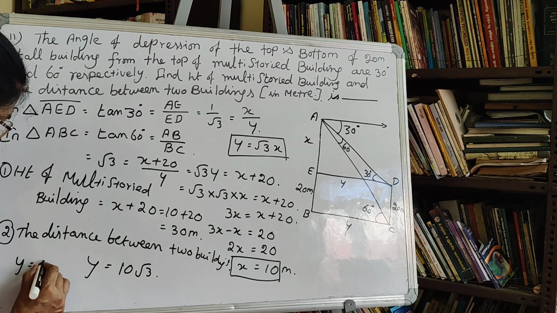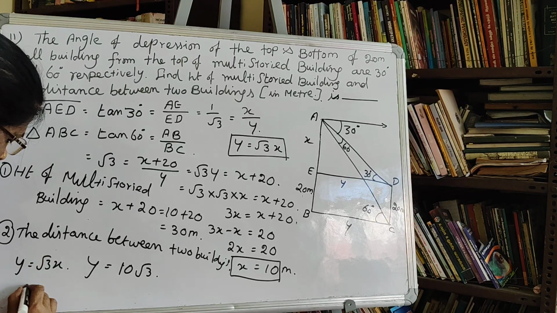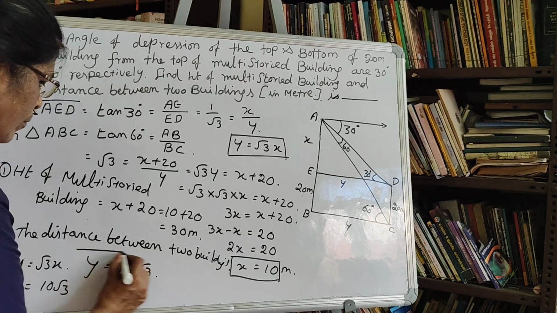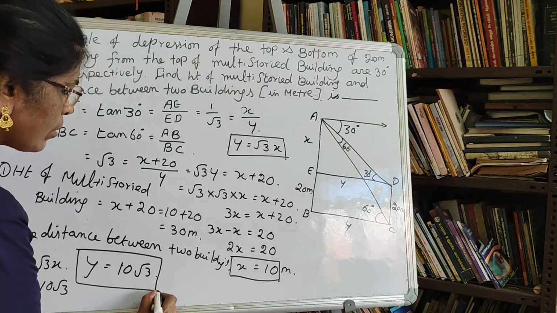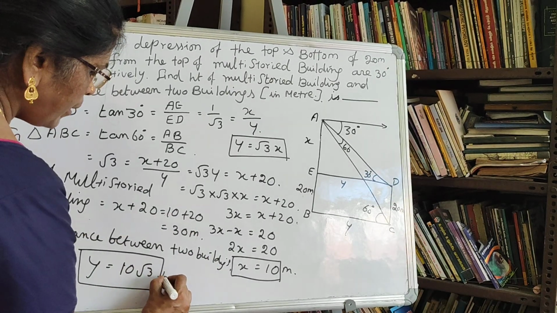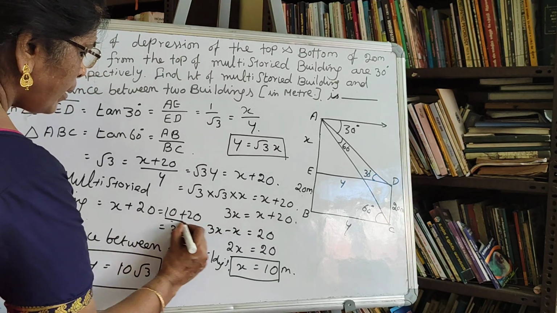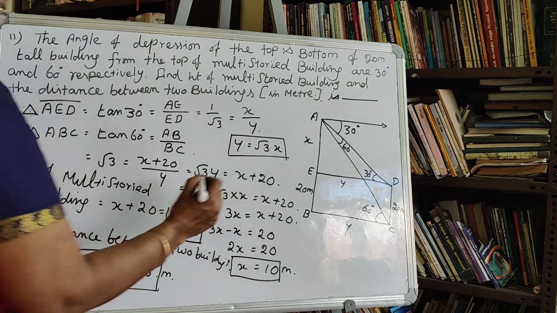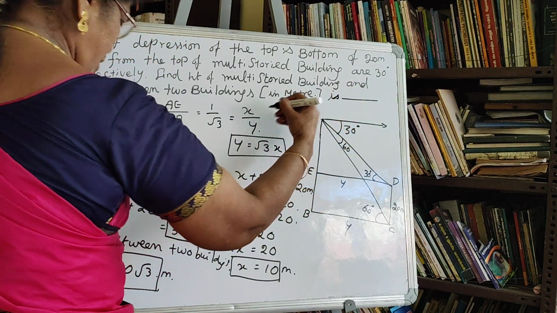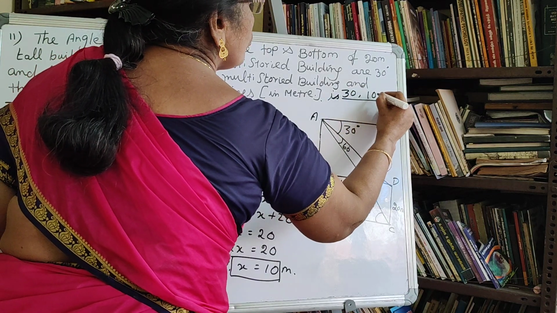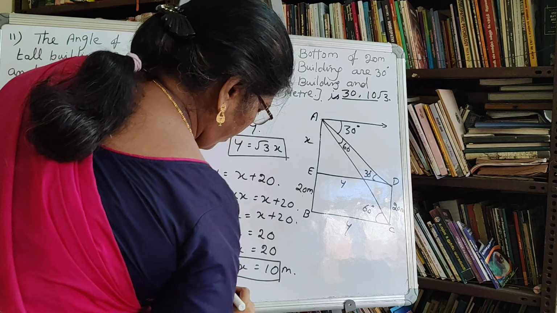Y equals root 3 X. So 10 root 3. This is the second answer. The unit is meters. This is the first answer. Answer is 30 and 10 root 3.